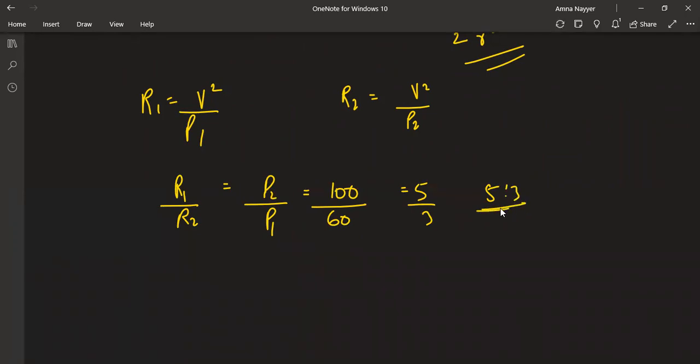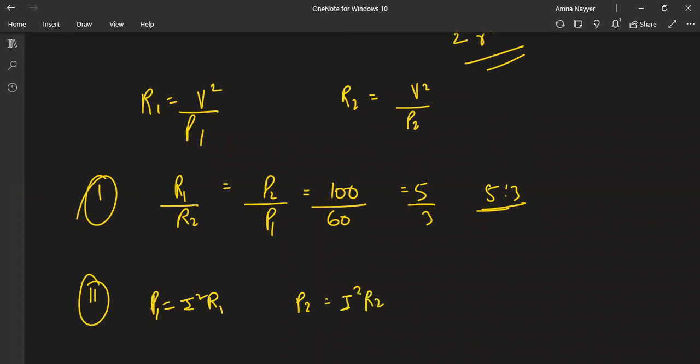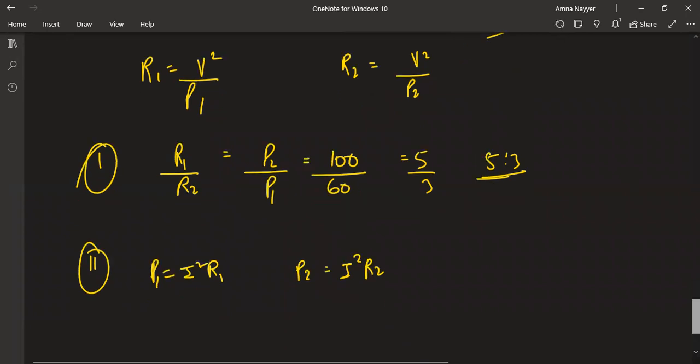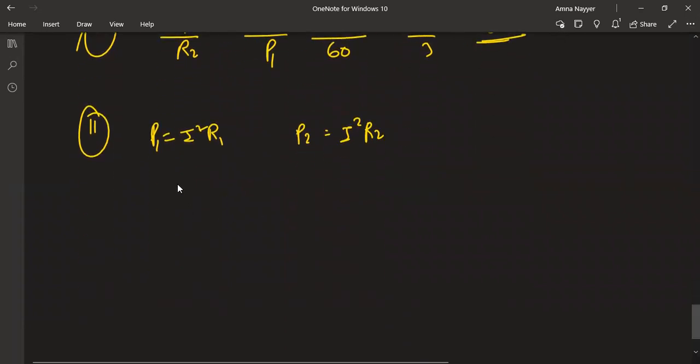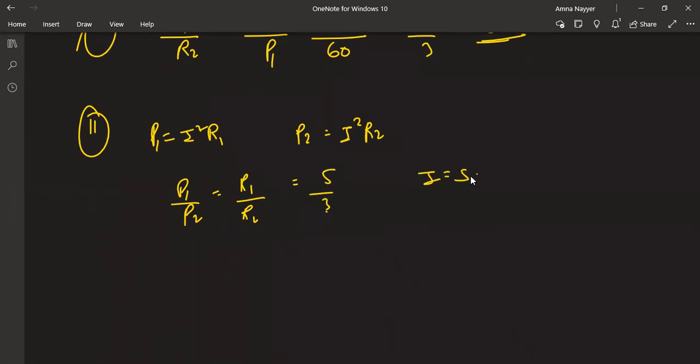Now in a series circuit, current will always remain the same. So for the second part, this is the first part. For the second part, P1 is equal to I square R1. P2 is equal to I square R2. Again, when you will take the ratio, now you have the ratio of the resistances with you. You have to find out P1 by P2. That will simply be R1 by R2. Since current is remaining the same, you'll get the same answer, 5 by 3. Because here current remains the same.